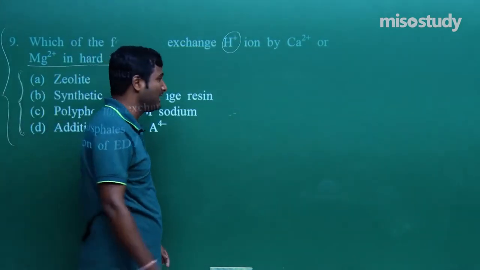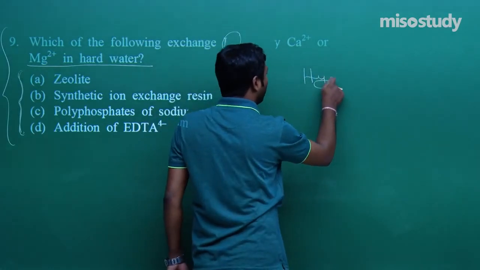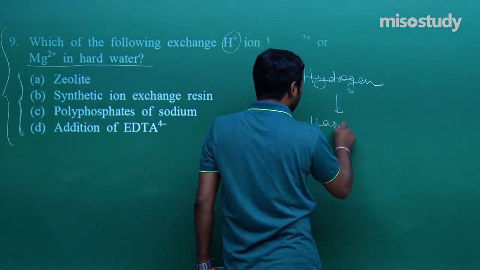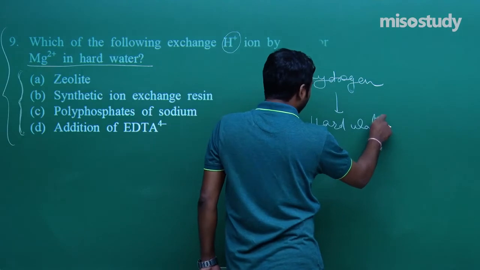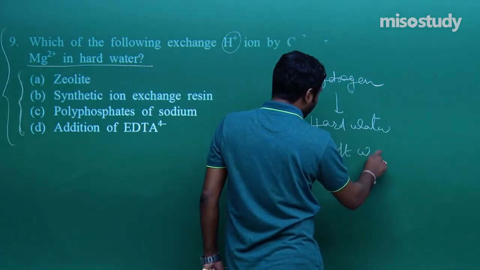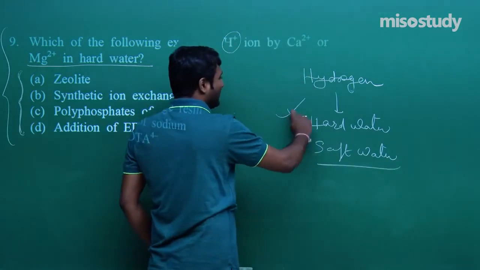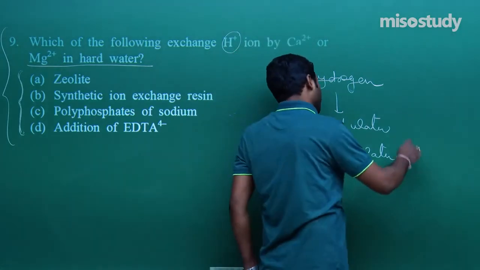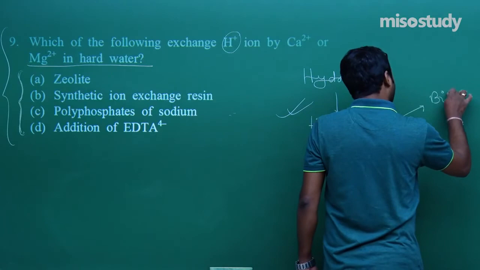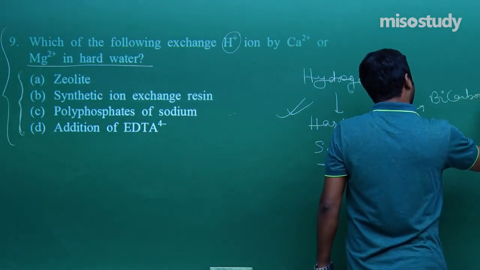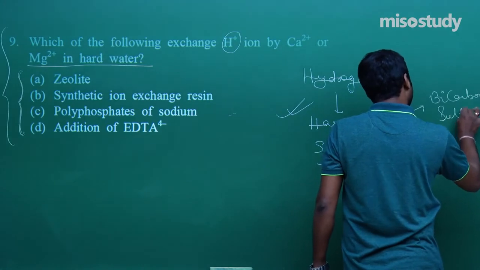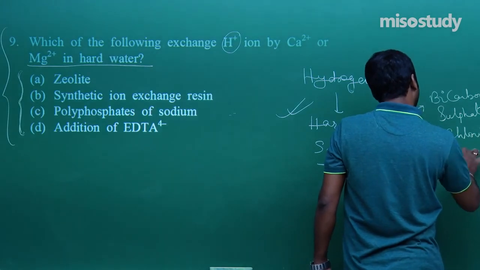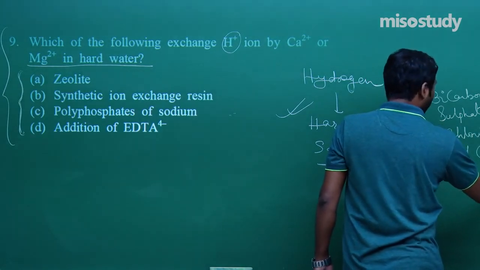I have discussed these things in the hydrogen chapter, hydrogen and its compounds. Remember this: what is hard water, what is soft water. If it gives lather, then it is known as soft water. If it does not form lather, then it is known as hard water. What is the reason for hardness? Hardness is due to the bicarbonates or sulfates or chlorides of calcium and magnesium.